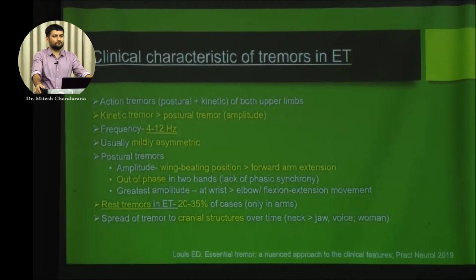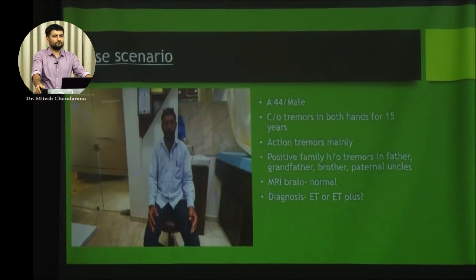Now, rest tremor in ET is considered ET plus according to this classification. But overall, the data show that rest tremor can occur over a long time in patients with ET. So that is one controversy of this classification of ET plus. So here we'll see the video of a patient.